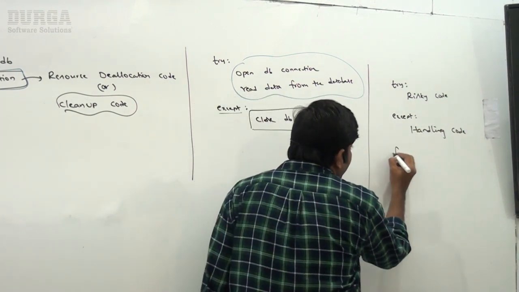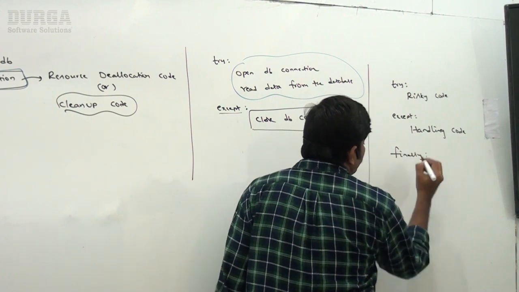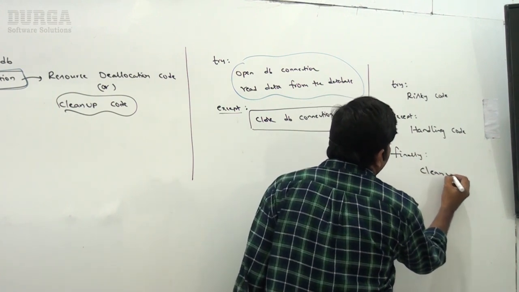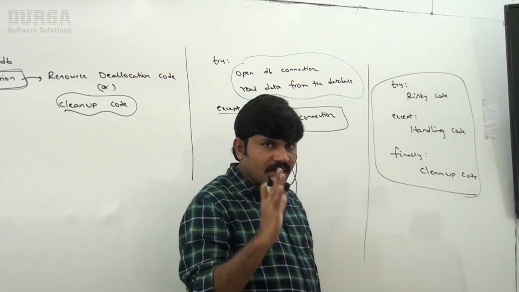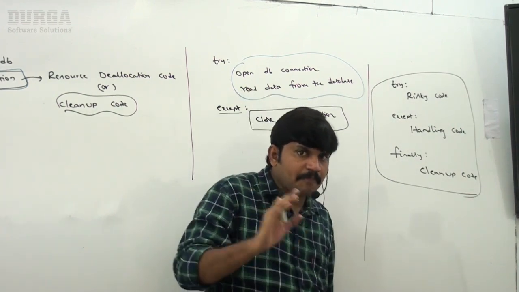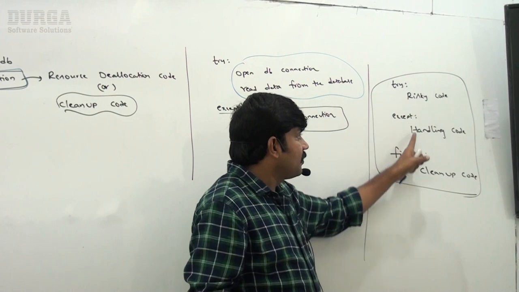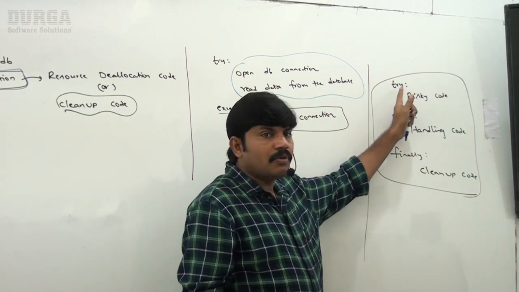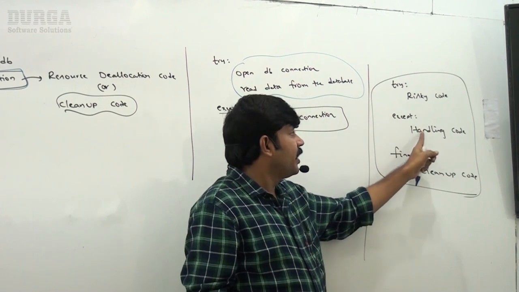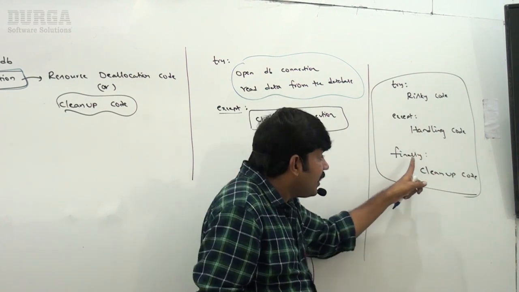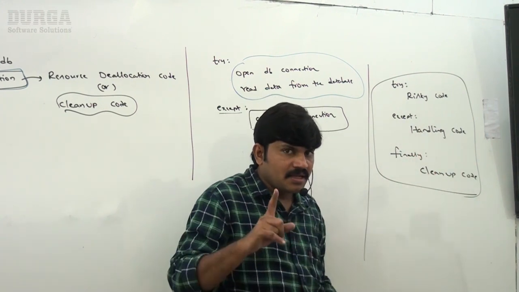Next, inside the finally block, which code do we have to take? Cleanup code. So, three blocks, three purposes. The purposes are completely different. Try is to maintain risky code. Except block is to maintain handling code. Finally block is to maintain cleanup code.